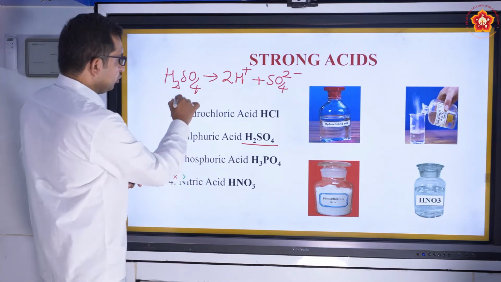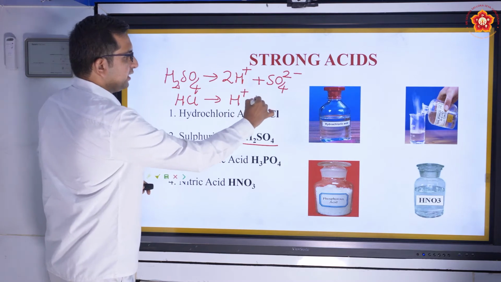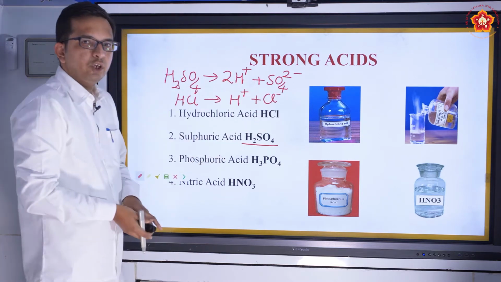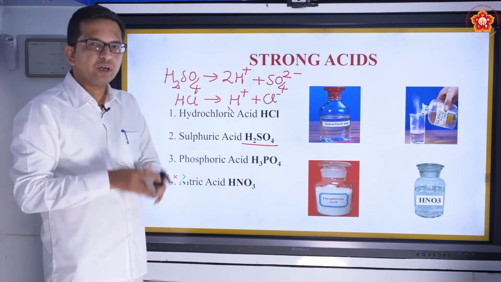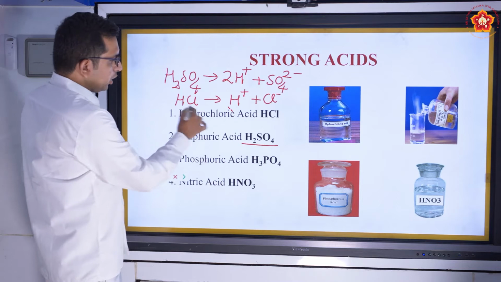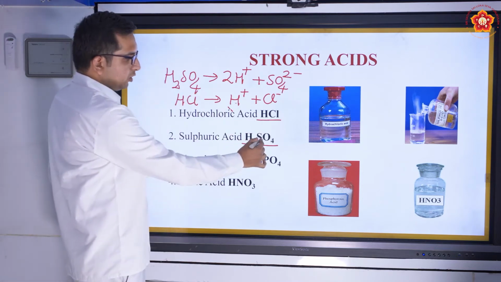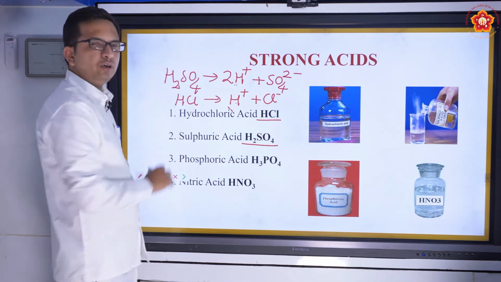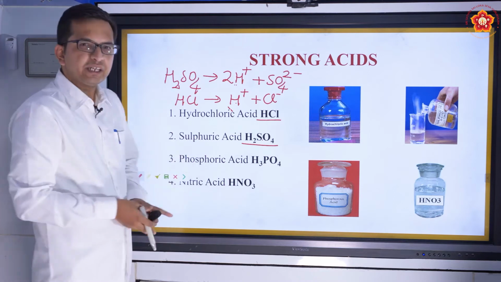Now the same thing, if I use a comparative study with respect to HCl, I can see that H+ and Cl-. So two examples, HCl splitting, H2SO4 splitting. You can understand here that per molecule of HCl, you will get 1H+, whereas per molecule of H2SO4, you will be getting 2H+ ions. So this is how the splittings are done.